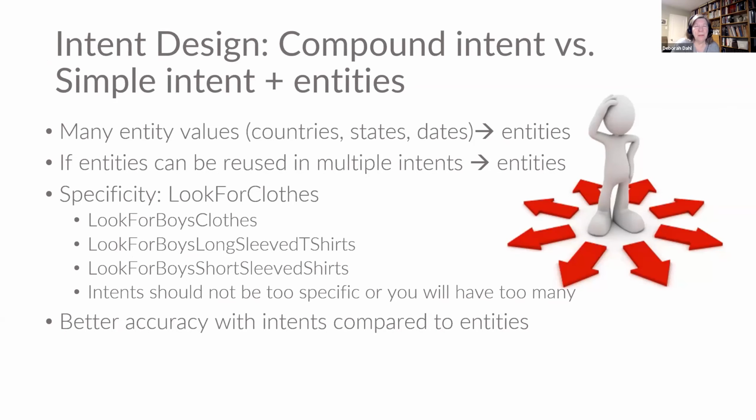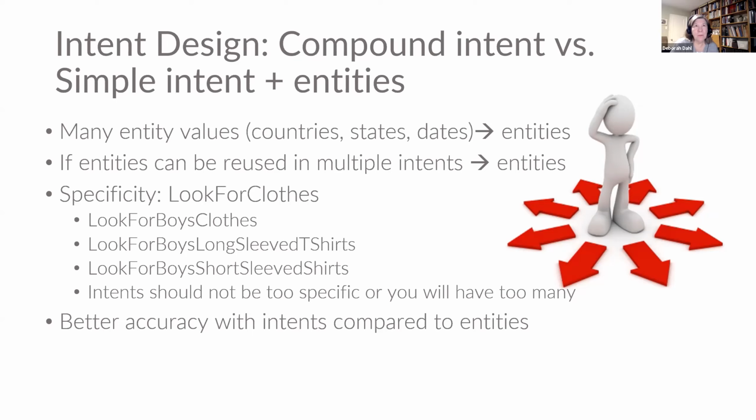So how would you decide about the compound intent versus the simple intent in entities? If you have a lot of entity values, like countries, states, dates, you need to have those as entities. They can't be folded into the intent, especially if there's pretty much an infinite number, like dates. You can't have one intent for February 23rd, 2000 or 2021. Reusable entities should be pulled out of intents and put into entities. Like if you use cities in several different intents, they should be pulled out as entities. And you can get ridiculous if you make intents too specific. You don't want to have an intent called look for boys short sleeve shirts. You want to pull some of that meaning out into entities.